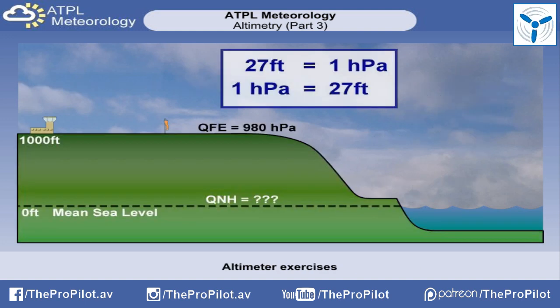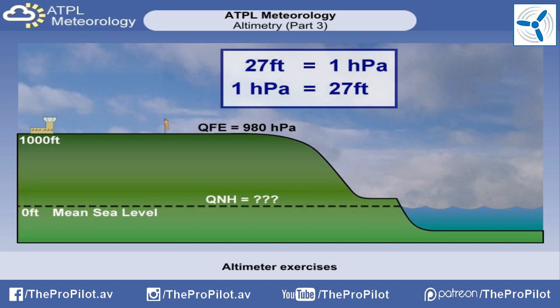However, it may be necessary to quantify these changes in pressure to actual values in feet. For simple calculations below 5,000 feet above mean sea level, we use a height change of 27 feet per hectopascal. This means that for every 1 hectopascal drop in pressure, the altimeter will show an increase of 27 feet.